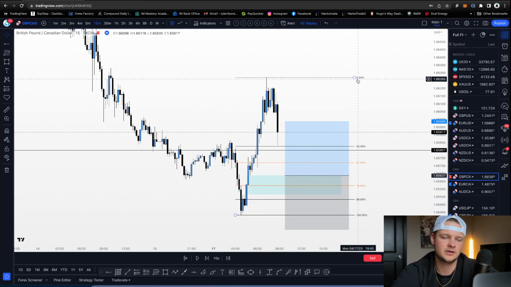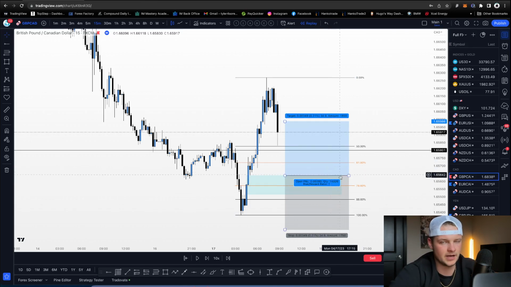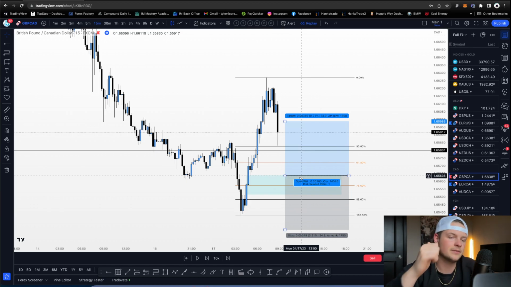Optimal trade entry is between 61.8 and 78.6 Fibonacci. So again, everything needs to be in congruence: time and price, liquidity sweep, clear willingness to move in your direction. These are all factors that will never, ever, ever change.